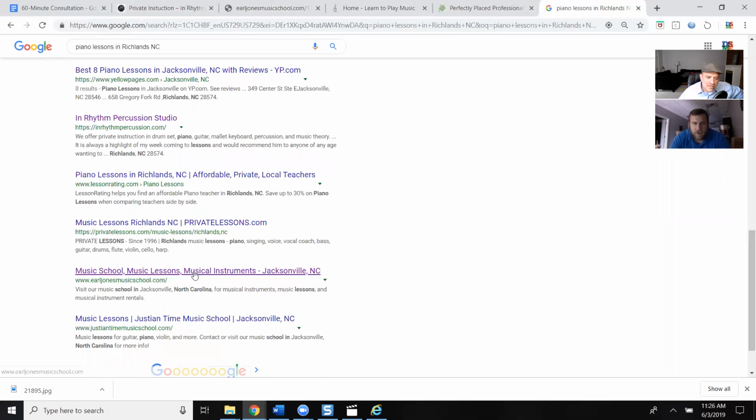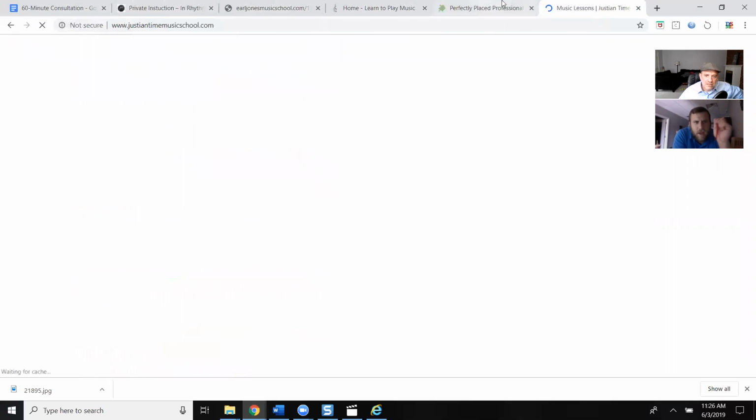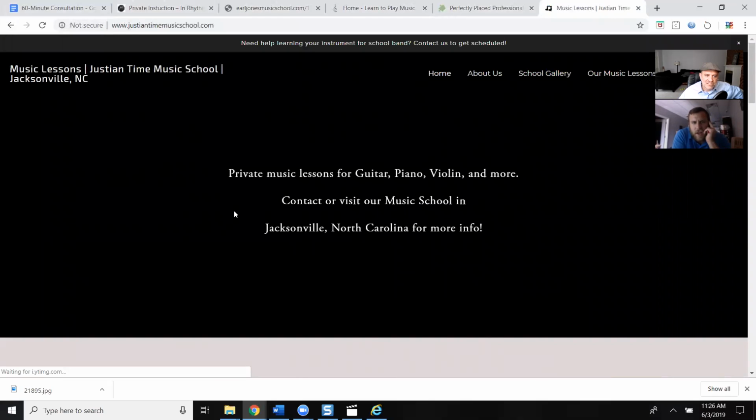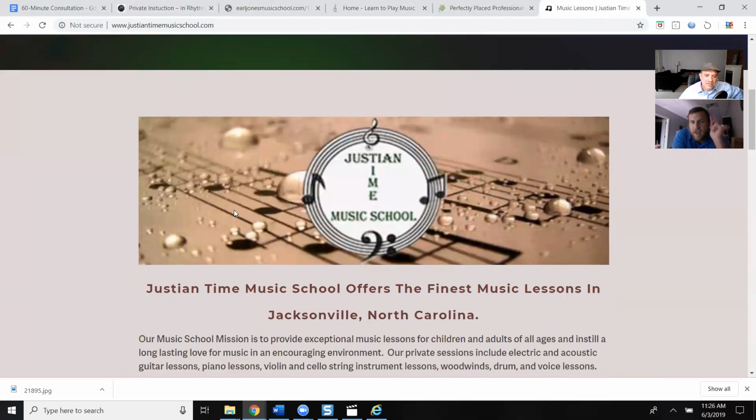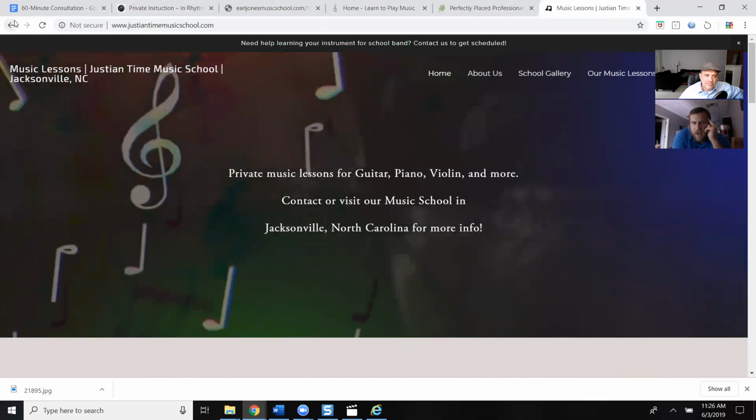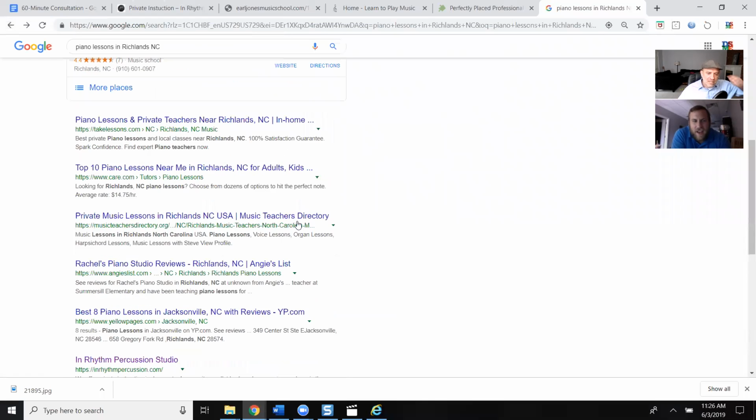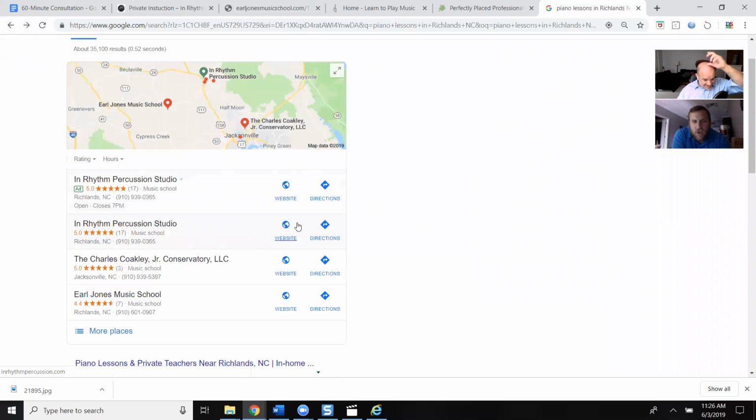So, for instance, above In Rhythm there, Just in Time is the one in Jacksonville. She's another competitor of mine. You have Earl Jones, Just in Time, and then Charles Coakley. Those are the three. And her site's toxic. That doesn't look so hot. But if you scroll up, Charles Coakley Conservatory right there, I actually worked for him for a little bit. That's the other music school down in Jacksonville.